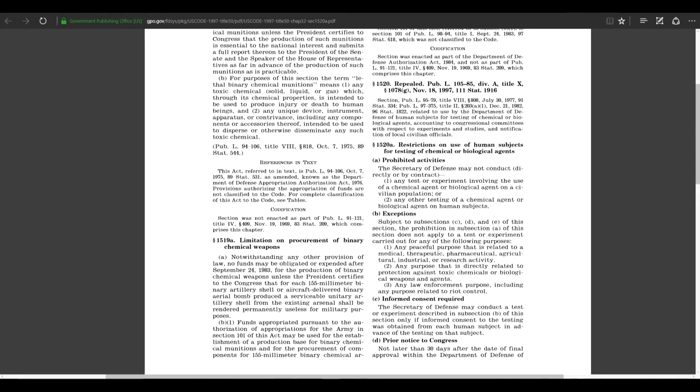Now I want you guys to pay close attention to Part B, the exceptions. Subject to subsections C, D, and E of this section, the prohibition in subsection A of this section does not apply to a test or experiment carried out for any of the following purposes. 1. Any peaceful purpose that is related to a medical, therapeutic, pharmaceutical, agricultural, industrial, or, pay attention to this, research activity. Now, you can claim research activity for almost anything, so obviously this law can be taken advantage of.